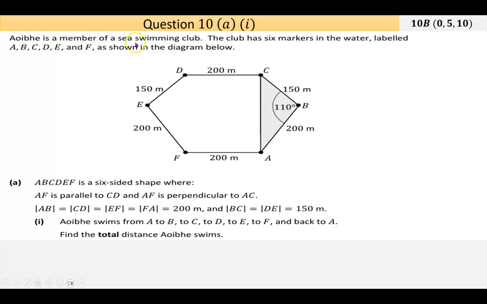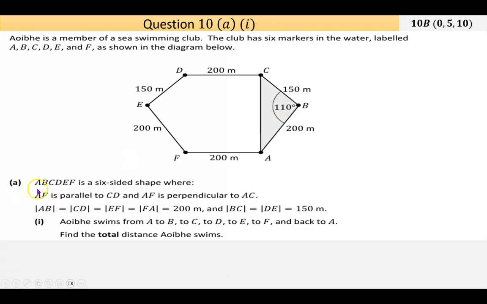Ava is a member of a sea swimming club. The club has 6 markers in the water labeled A, B, C, D, E, and F, as shown in the diagram below. So we see A to B is 200 meters, B to C is 150, C to D is 200, D to E is 150, E to F is 200 meters, and F back to A is 200 meters. They give us a shaded region here with an angle of 110, so trigonometry, geometry.